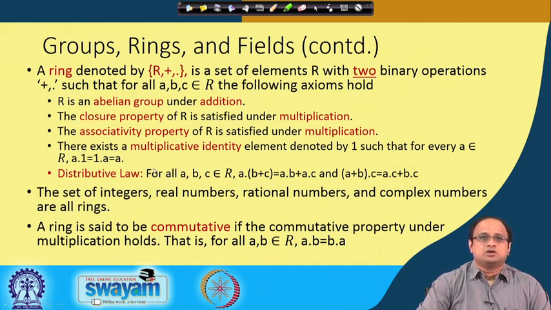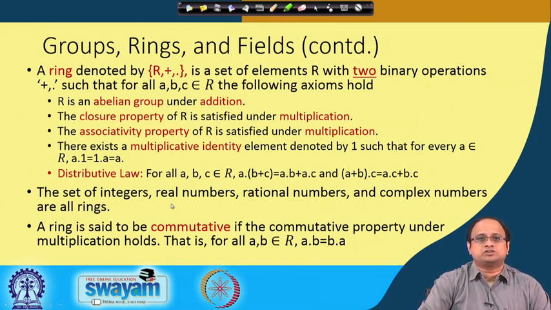There is another law which also needs to be satisfied, which is called the distributive law, which means that if I have three elements A, B, C which belong to R, then A dot (B plus C) is equal to A dot B plus A dot C, which means multiplication distributes over addition. Likewise, you can also do (A plus B) dot C, and you will have A dot C plus B dot C.